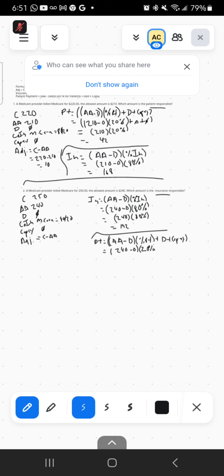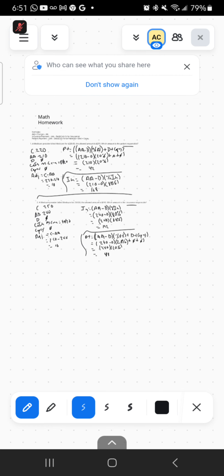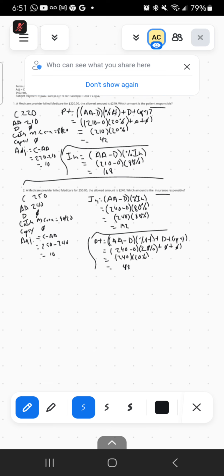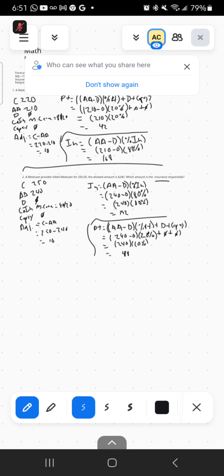Did I get it right? There we go. Plus 0, plus 0. So now it's gonna be $240 times 20%. And that should be 2 times 2 is 4, 2 times 4 is 8, so $48. We're gonna do charges minus allowed amount. Charges is 250 minus 240 for allowed amount. Questions about number 2?